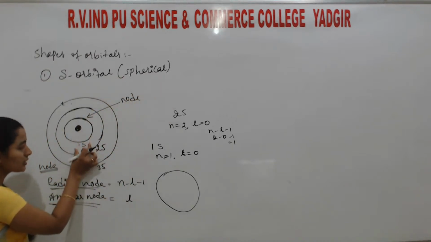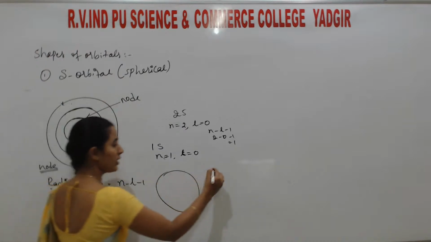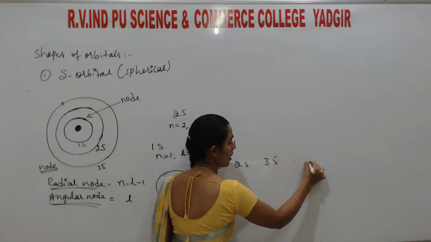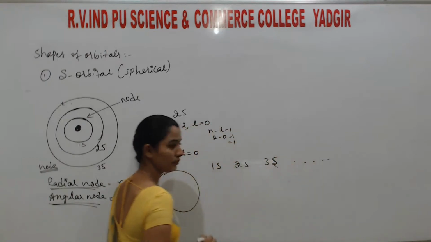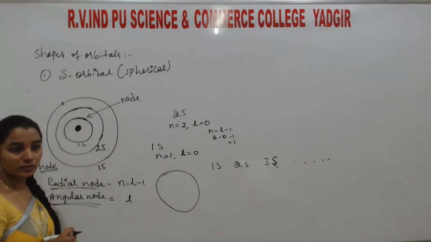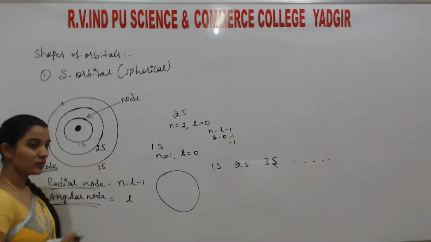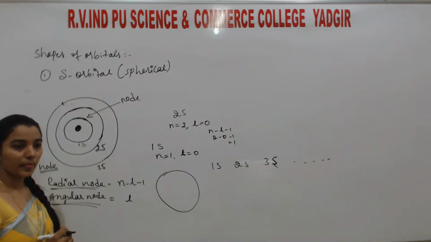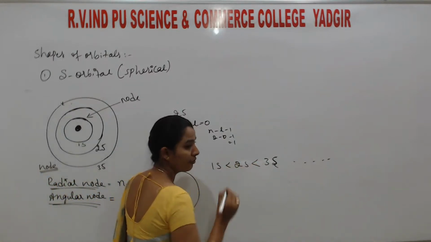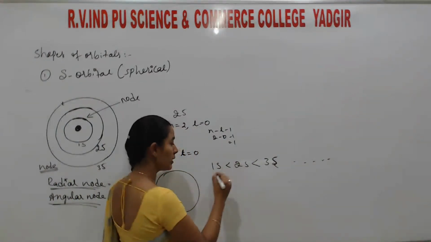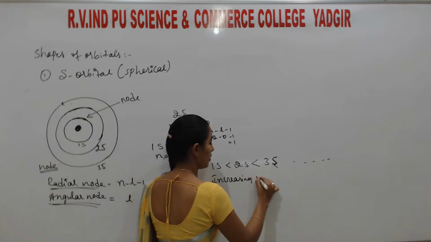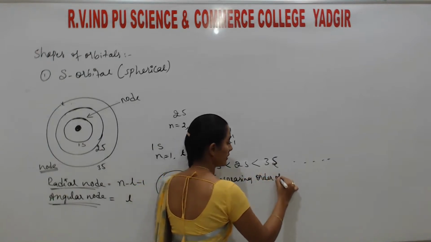here this is the nucleus, this is 1s. So the 1s orbital is there, 2s is there, 3s is there, and so on. Okay? So which one is larger in size here? 1s, 2s, 3s. Which one is larger in size? 3s is larger in size. So this is the increasing order of size.